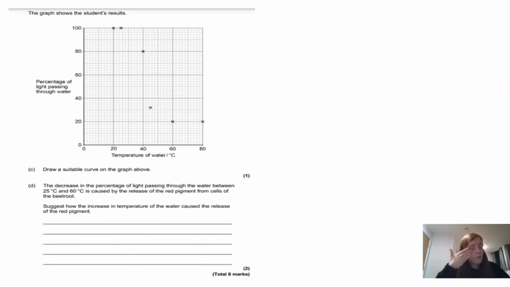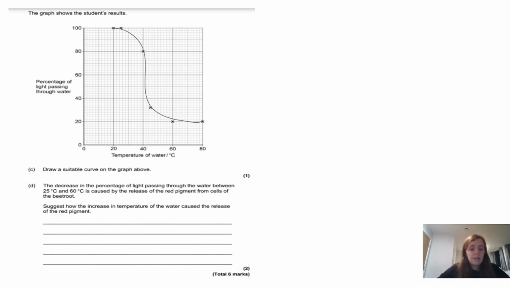So the next part then, part C. You've got a graph here that shows the student's results. So you've got the temperature of water in degrees Celsius on the x-axis and percentage of light passing through the water on the y-axis. It says draw a suitable curve on the graph above. So there's 2 ways that you can do this really. You can do a line of best fit, or you can just do it like a line graph. I've just done a curve like this.